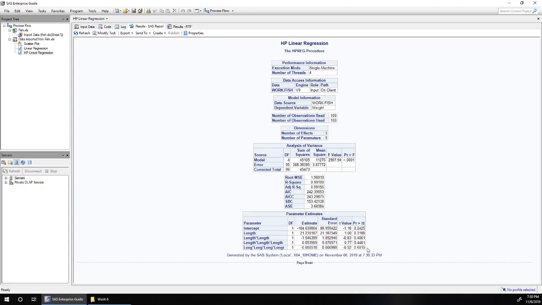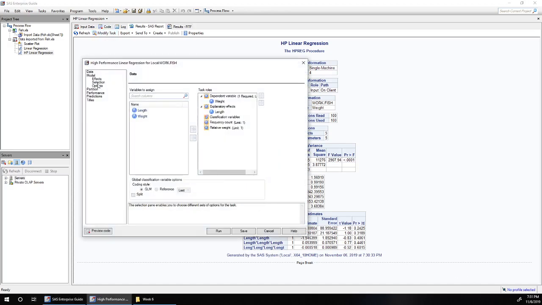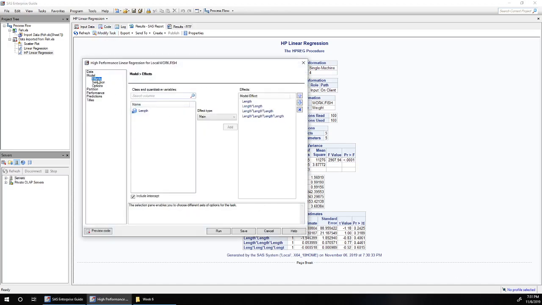And as we look down here at the p-value for length fourth, it's not significant. 0.6, much higher than our 0.05 threshold. So we did badly by adding length fourth. We should undo that, go back to having just length squared, length cubed in our model. Let me do that real quick because there's something else that I want to talk about there.